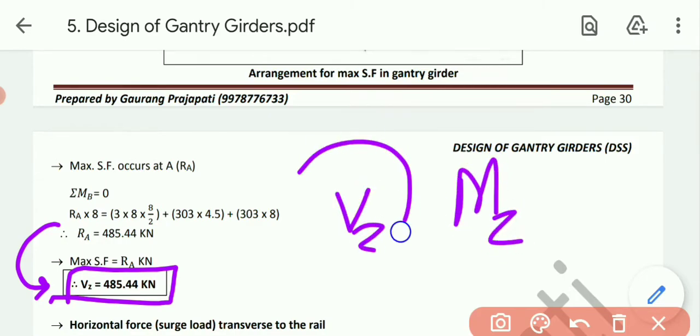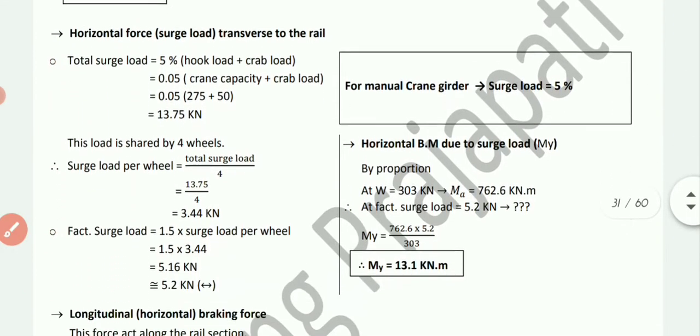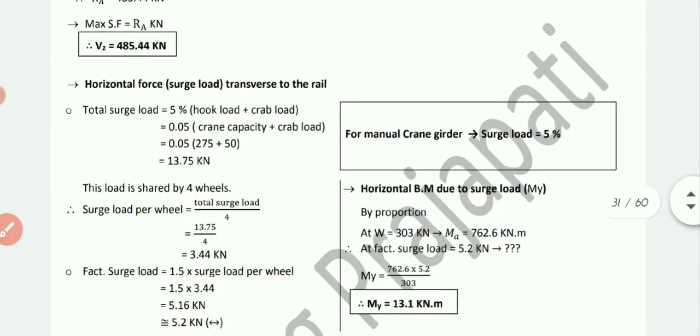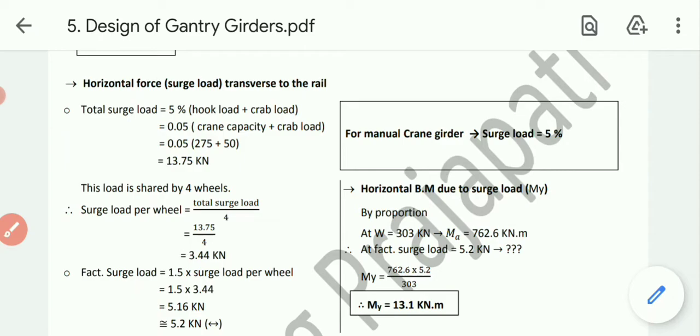So I need to design the gantry girder in such a manner that it can resist the maximum shear force of this one and the maximum bending moment of this one. Next we need to calculate the surge load. Surge load is the load produced on the gantry girder by the movement of the trolley over the crane girder. See, the horizontal force or surge load transfers to the rail section.